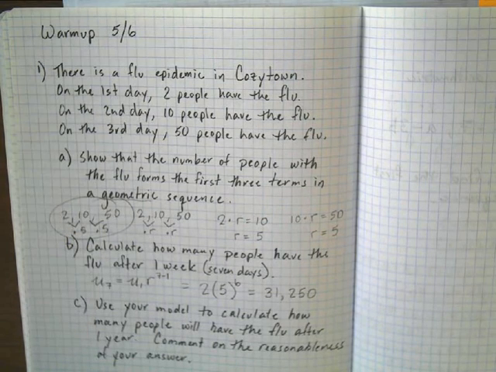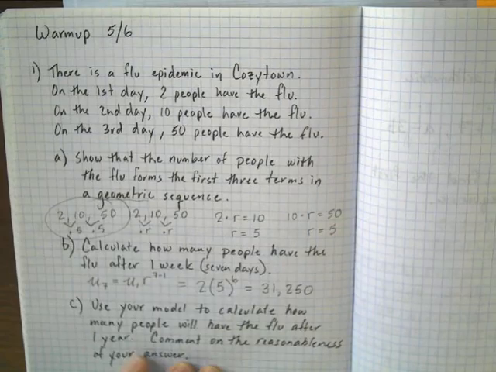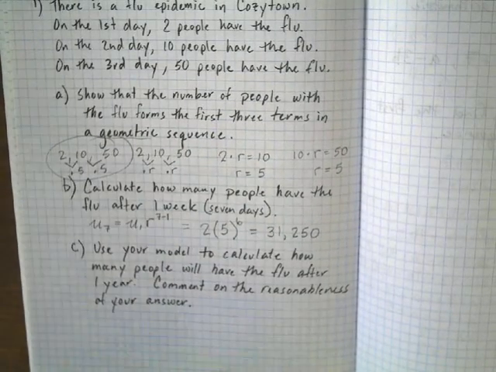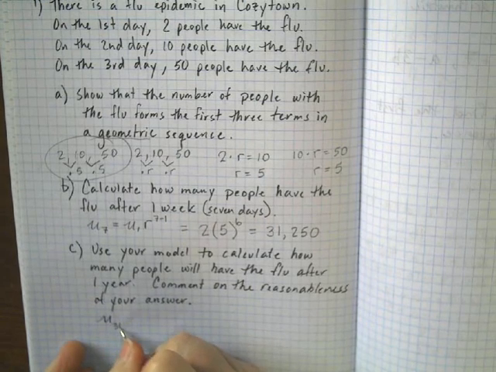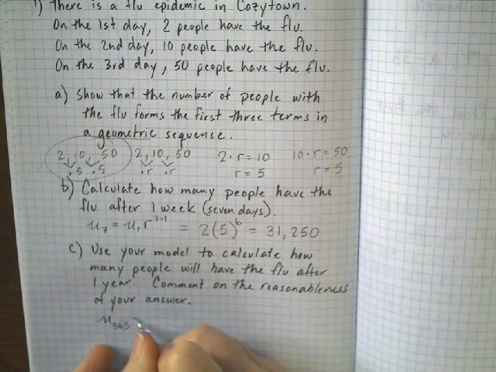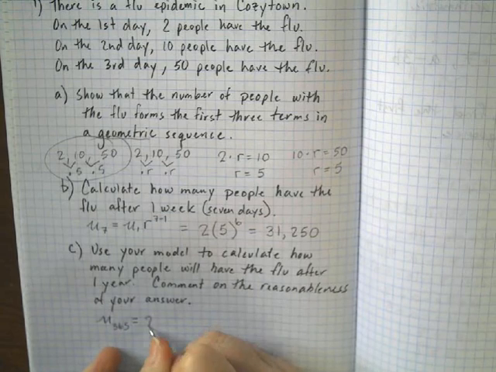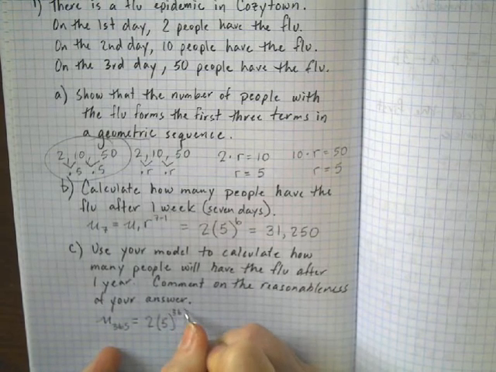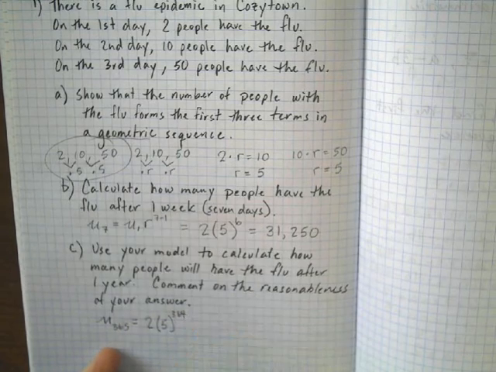Okay. Use your model to calculate how many people will have the flu after 1 year. Okay, so same idea. U sub, there's 365 days in a year, is equal to U sub 1, which was 2, times 5 to the 365 minus 1, which would be 364.